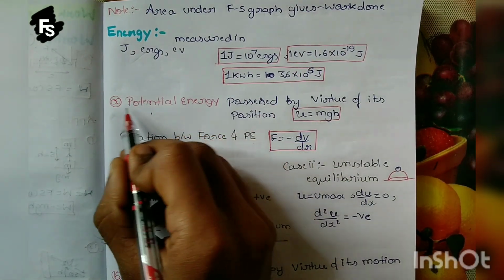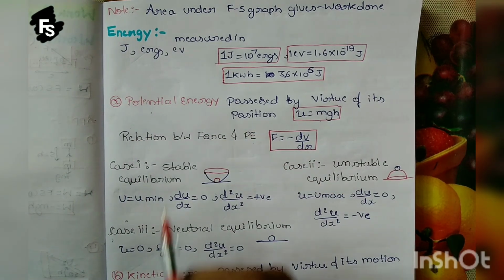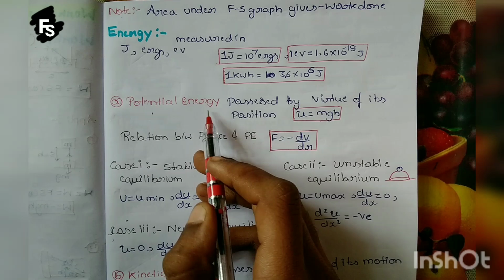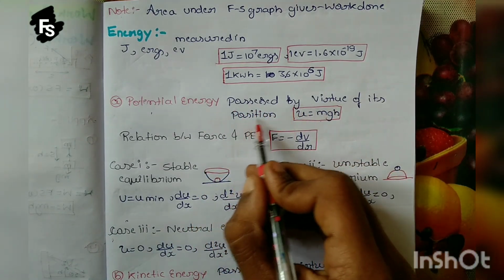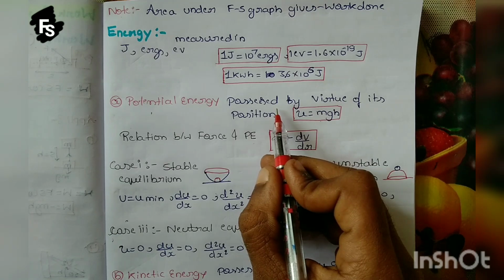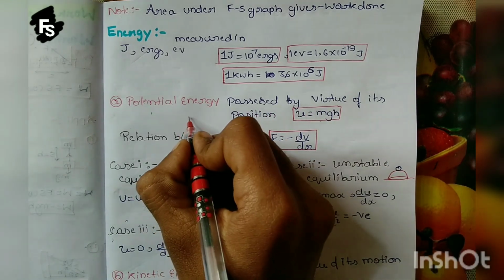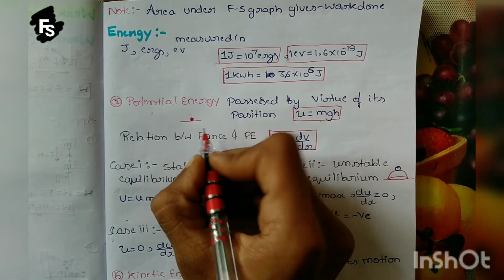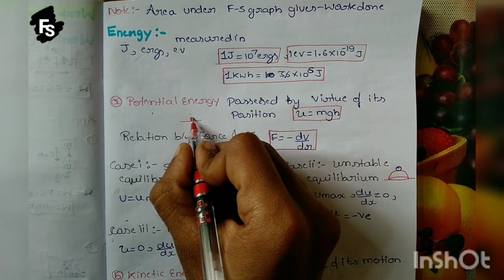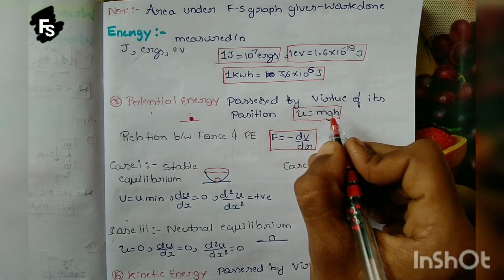There are two types of energies, potential energy and kinetic energy. Let's move on to potential energy. Potential energy is possessed by virtue of its position. Means the ball is placed here, so it has potential energy. This is with respect to position, so it is called potential energy. U is equal to mgh.